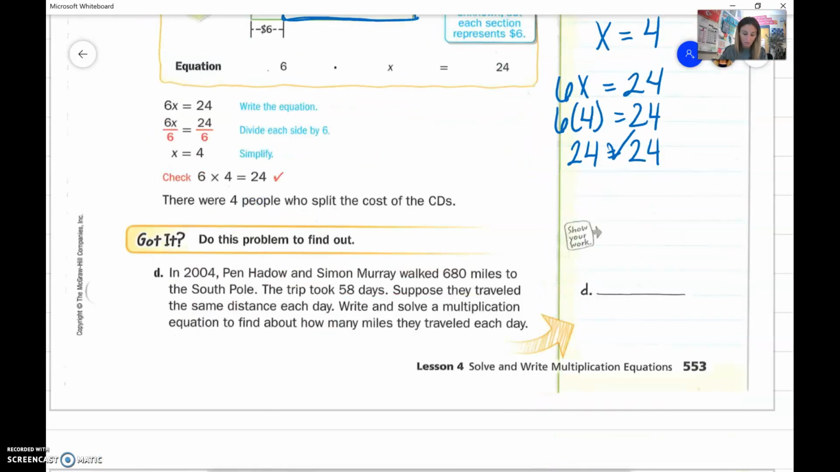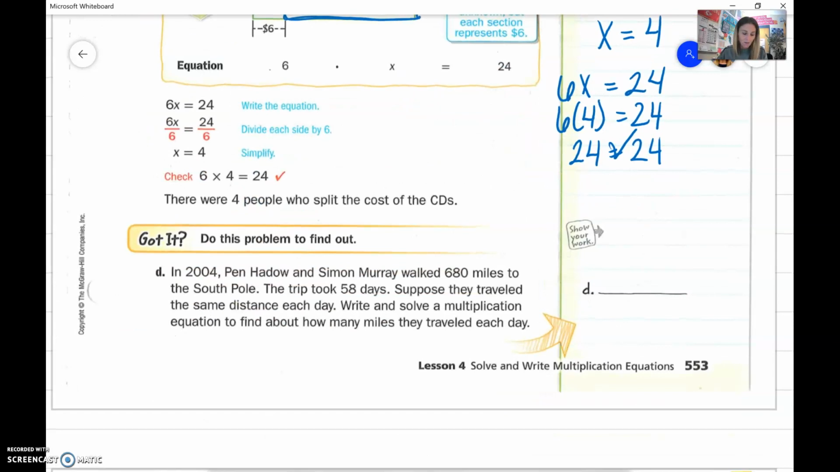Let's take a look at this question right here. It says, in 2004, Penn Hadow and Simon Murray walked 680 miles to the South Pole.